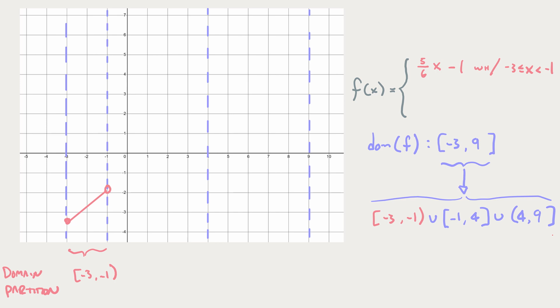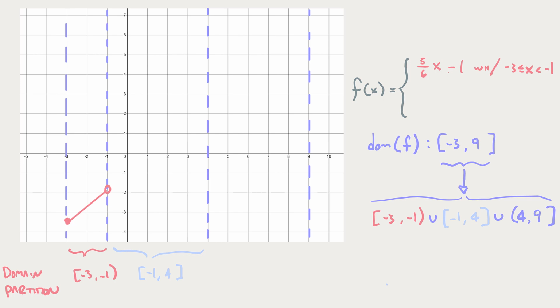This is a very standardized format, although typically "where" is kind of odd. Usually it's "if" or something like that. I think I used "if" on the next one. Whatever, I could have put a comma or a semicolon. The point is, this function f is only defined by 5/6 x minus 1 on this interval only. No other interval is going to be defined by that particular piece. So in the domain partition, this first one here is defined by this function in red.